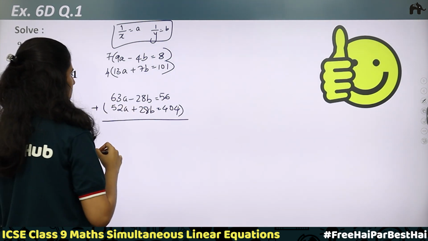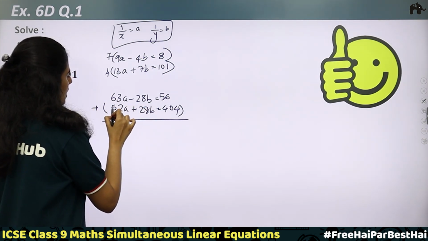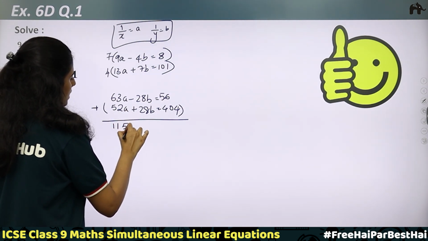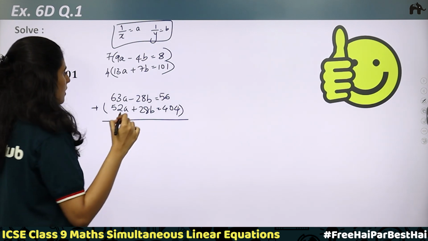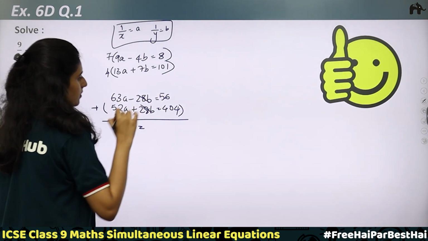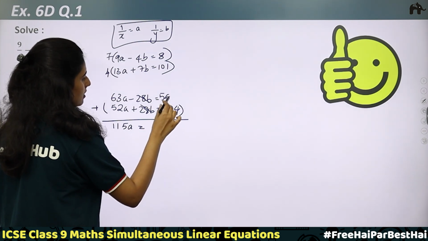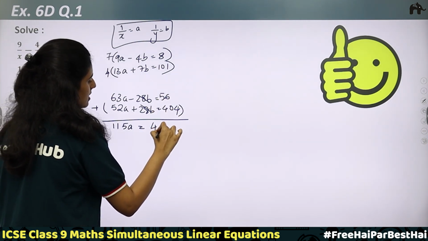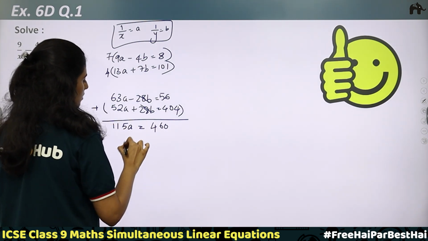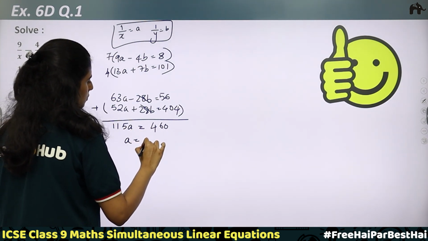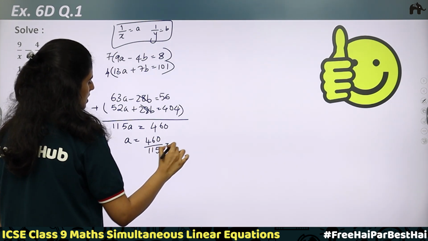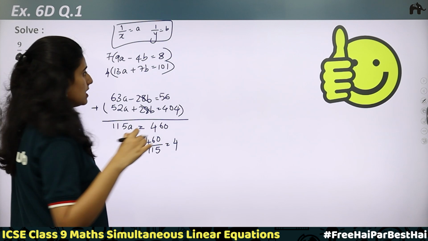Okay, on adding what do we get? 63a plus 52a, that is 115a. These two get cancelled. Okay, then we will be having 460. On adding 56 and 404, you get 460. Then the value of a will be equal to 460 divided by 115, which is equal to 4. We got a is equal to 4.